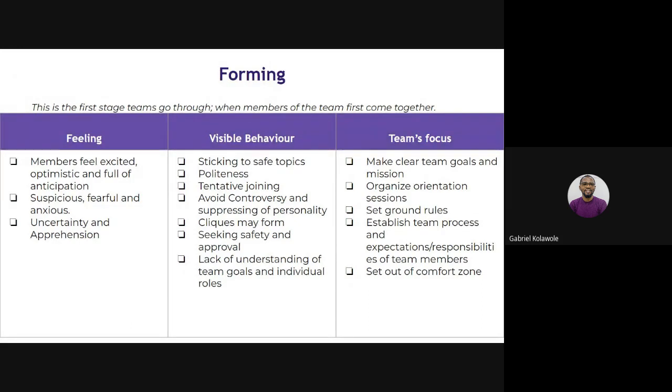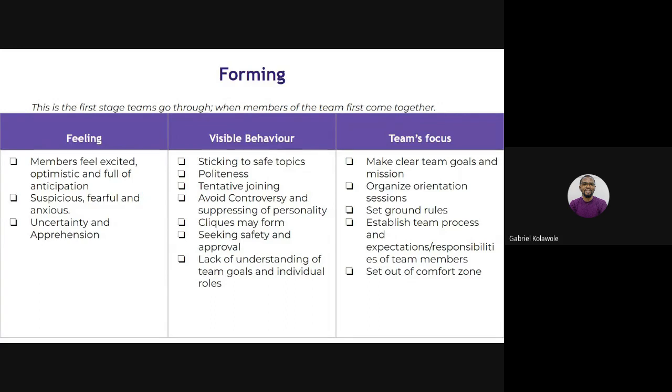There is this adage in Yoruba that speaks to some people who will just be looking at you, prostrating for you, but right in their hearts, they are knocking your head. All those sorts of politeness that's not coming from the mind, tentative joining, they are partially part of the team and not fully into the team. They avoid controversy. Like, no, don't worry, I'm fine, I'm fine. Those are the visible behaviors you see in a team that is still forming, lack of understanding of the team goals and individual roles.